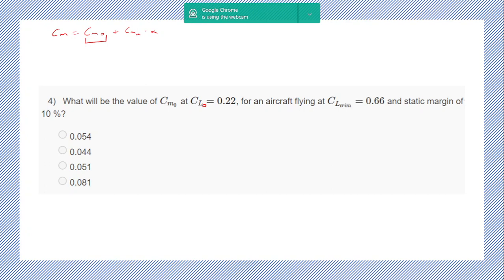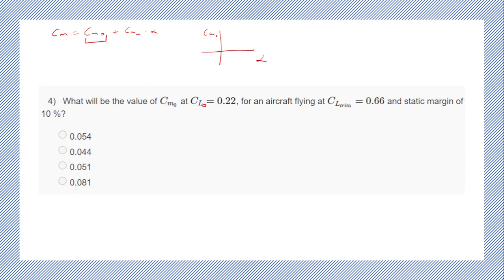They've given you CM and CL values, but our CM naught term appears in the CM versus alpha relation. So let me just draw the CM versus alpha graph, CM alpha for a stable aircraft. Is this aircraft stable or unstable? With the given values, what can you say?